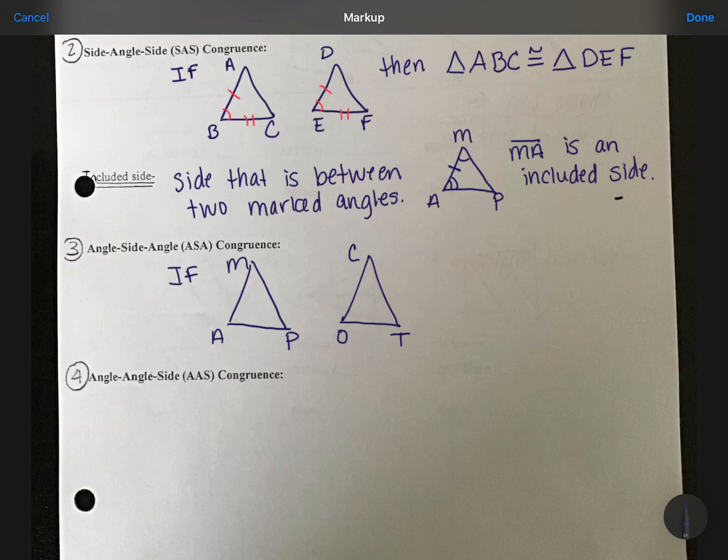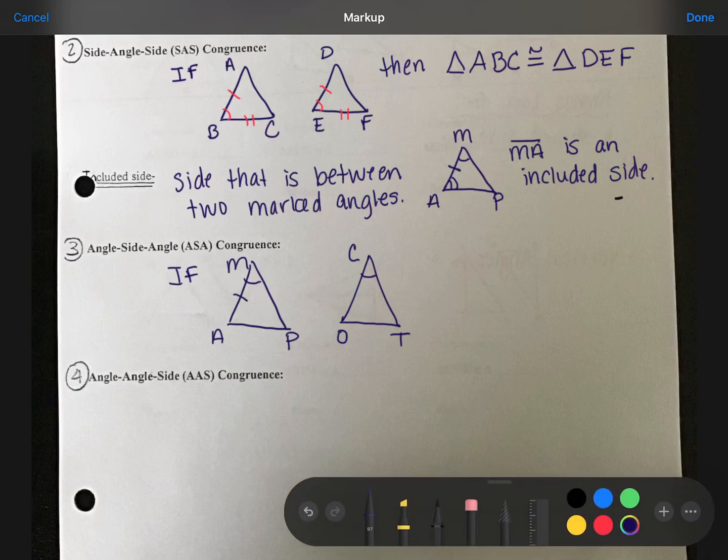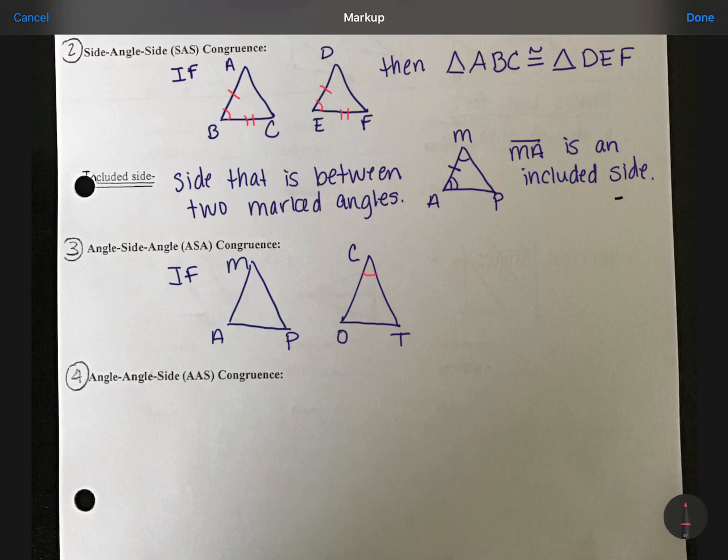Okay, so say I have angle M is congruent to angle C. We have side MA. Oh, no, I want to do this in red again. I like for them to pop out at you. Okay, so I have this situation going on here. C and M are congruent. Angle A and angle O are congruent. And side MA and side CO are congruent.